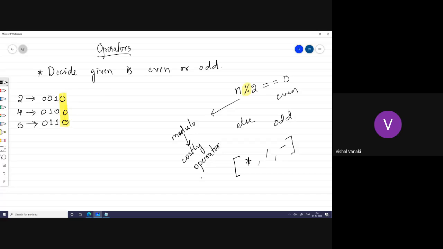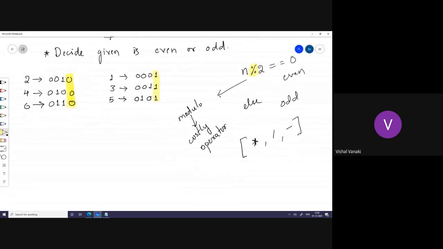Now if you look at odd numbers, the first one is 1, the next one is 3, 0011, then 5, 0101. Now when you look at these numbers, all the LSB bits are 1 for odd numbers. So you can utilize this property to check whether the given number is even or odd.